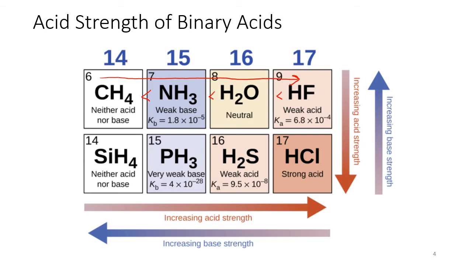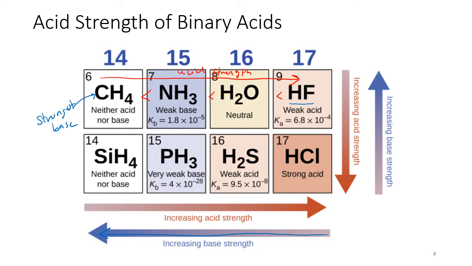The reverse trend could also be true. If that's our acid strength, there's an inverse relationship between acid strength and base strength. So going backwards now across that same period, we're increasing in the strength of those to act as a base. So that would make CH4 the strongest base, and hydrofluoric acid, HF, would be the weakest base. The same trend would work for the period below this first one.